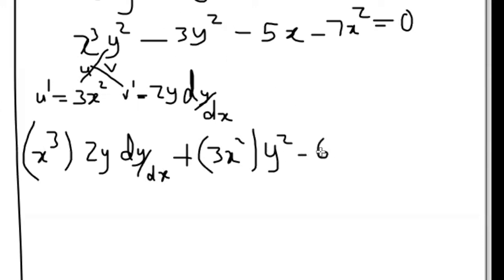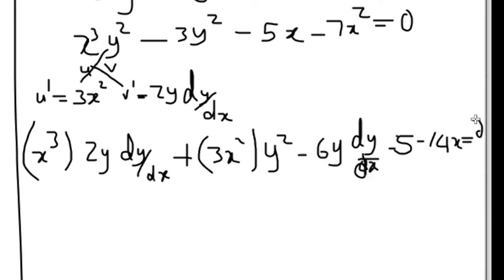Now differentiate minus 3y squared, it will be minus 6y, but then I'll have dy over dx because it's a y variable. And I'm differentiating with respect to x. Differentiate minus 5x, so I'll have minus 5, and differentiate minus 7x squared, that would be 14x equal 0. Now looking at this, I can carry over the ones that don't have dy over dx over to my right hand side, while the ones that have dy over dx, I'll write them together.